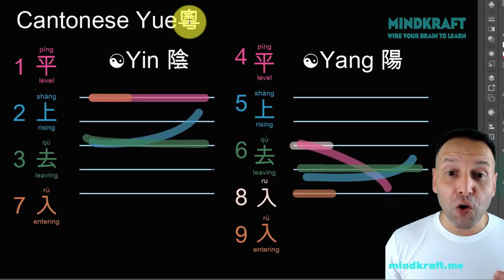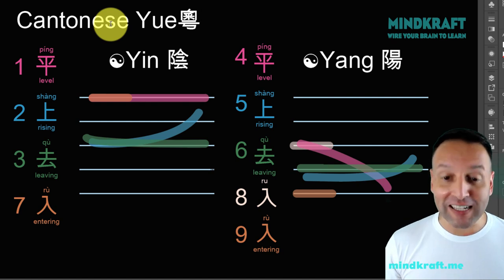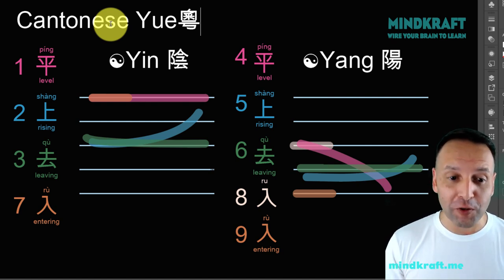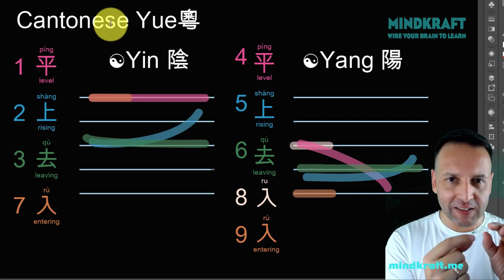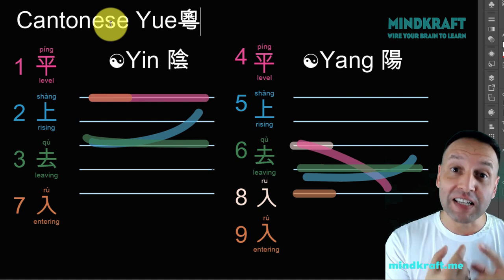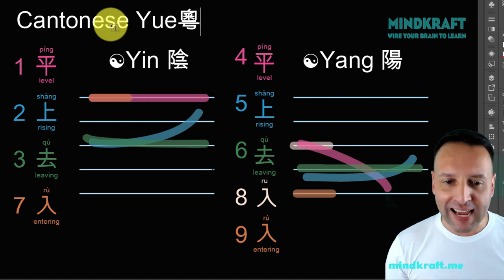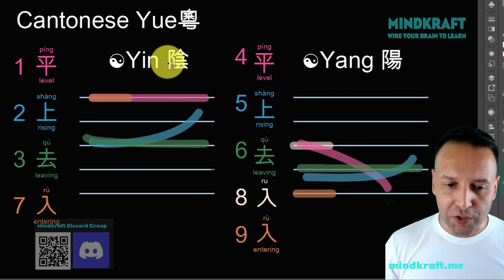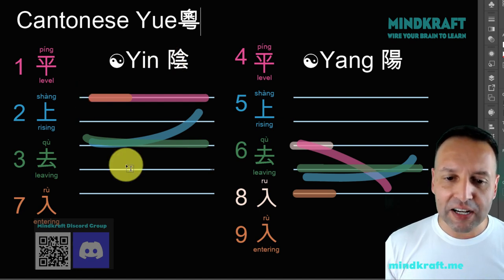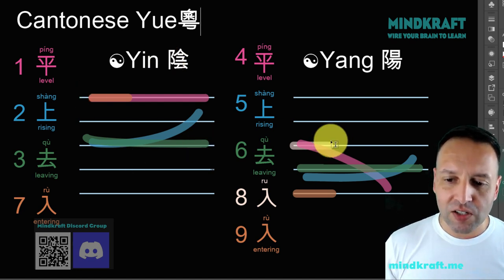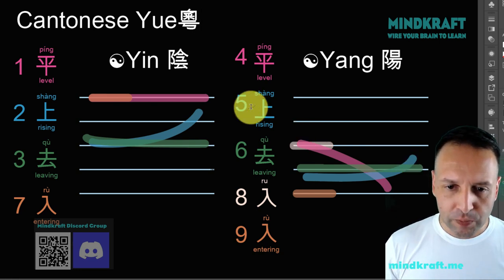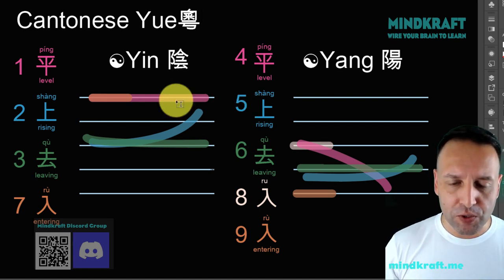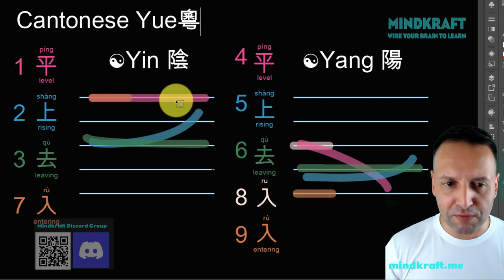So for Cantonese, it's actually fantastic because they still keep all of those original ping, shang, qu, ru, and then they keep the yin version voiced, yang version unvoiced. Now, what happened in Cantonese is that the voiced versions all got knocked up into a higher register, and the yang, the unvoiced, all got knocked into a lower register. So for example, I've got them mapped out in Vim for you.